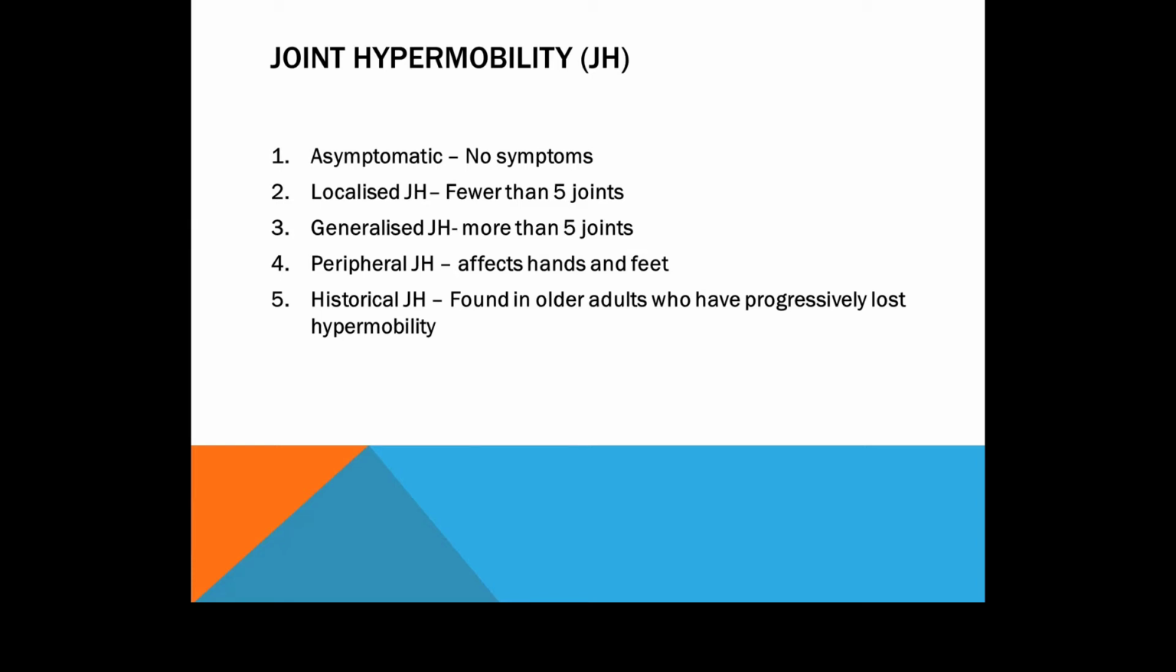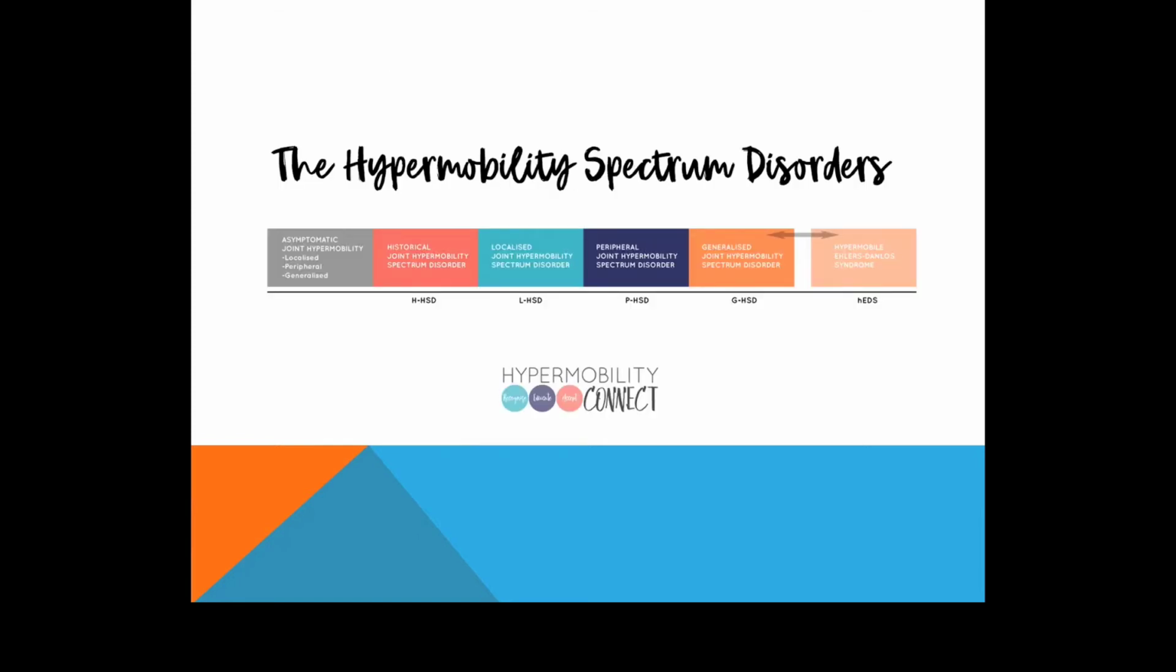I've just written them out myself to make it a little bit clearer maybe. So we've got those 5 different categories. So we've got your asymptomatic, your localised is when it's in fewer than 5 joints in the body. Your generalised is when it's more than 5 joints. Your peripheral, when it affects just the hands and the feet. And the historical, where it's found in older adults who have progressively lost their hypermobility. This is quite a nice graphic, again looking at that along a scale with the hypermobile Ehlers-Danlos syndrome at the end there.